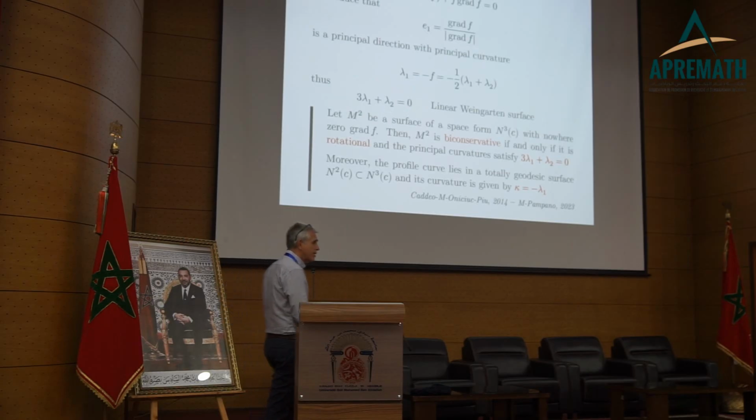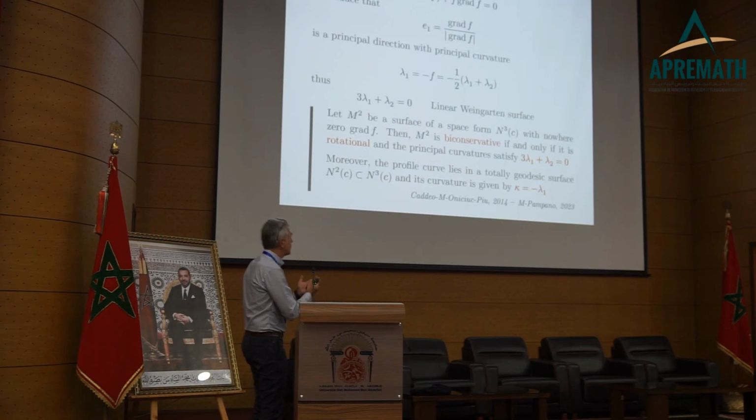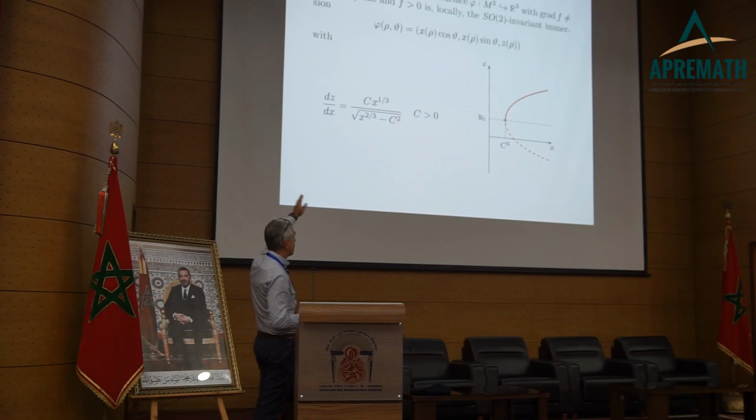Using this, what we could prove is that you can construct all the Biconservative surfaces in 3-dimensional space forms which are not CMC as rotational surfaces, and the profile curve really is a curve on a totally geodesic surface of the same constant curvature in the three-dimensional space form. For example, in R3, Biconservative surfaces which are not CMC are given by rotation of a curve like this, which looks like a catenoid, but is not a catenoid. It's different. In fact, it's not even CMC.